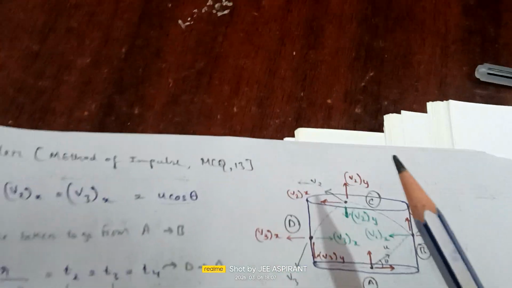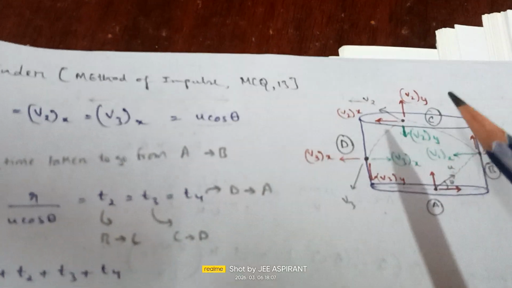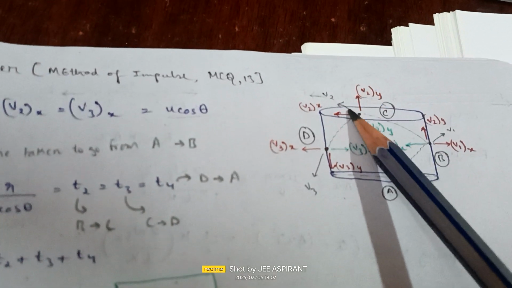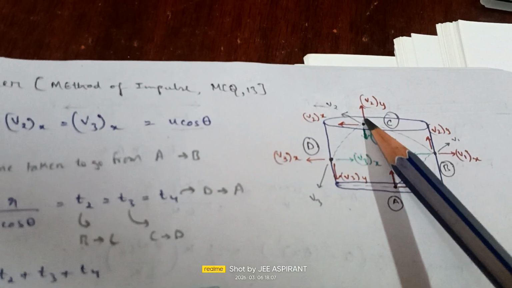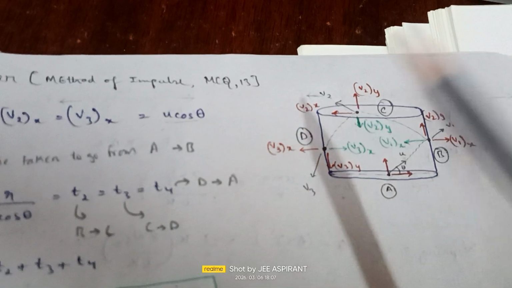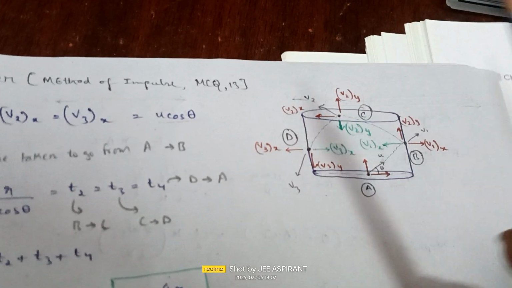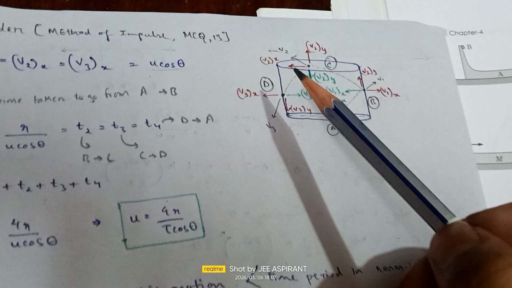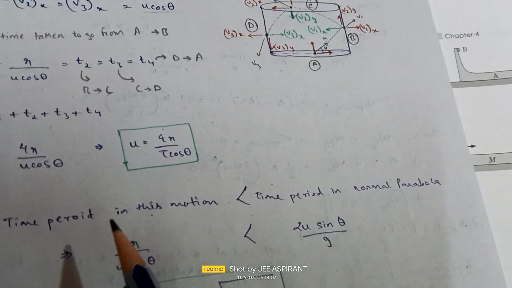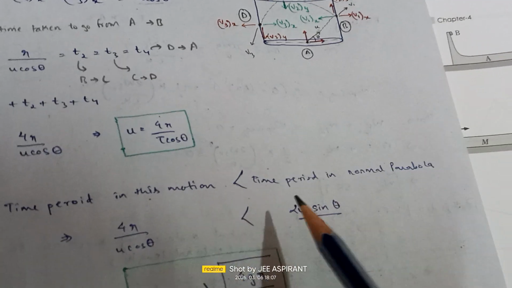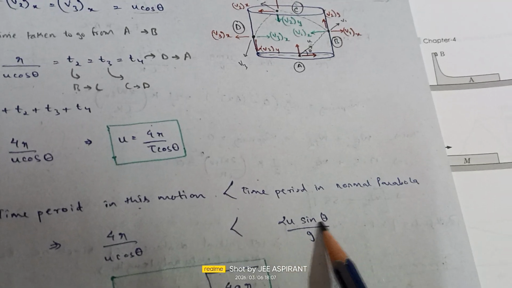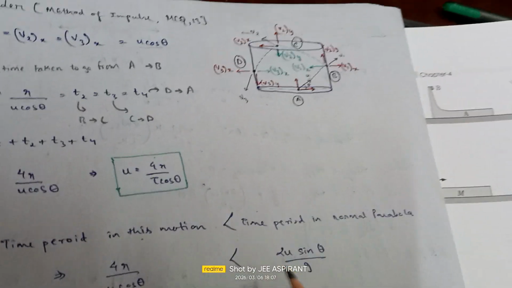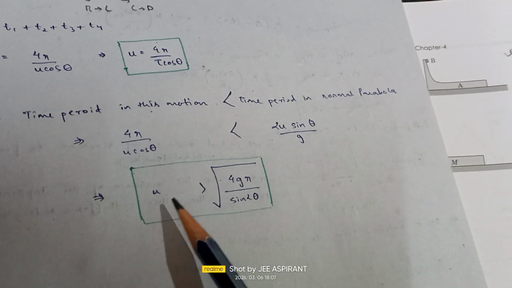In a normal parabola, the y component tends to be upward only, but here it is going down. So in the normal parabola it goes up, so the time period will be more, and as it is going down, the time period will be less, right? So that is the condition we use: the time period in this motion is less than the time period in the normal parabola, and we know that the time period of the normal parabola is 2u sin theta by g, if the angle of inclination is theta. So again we got this.